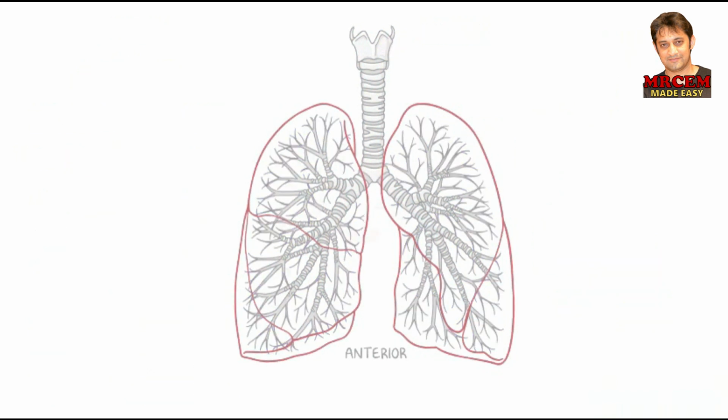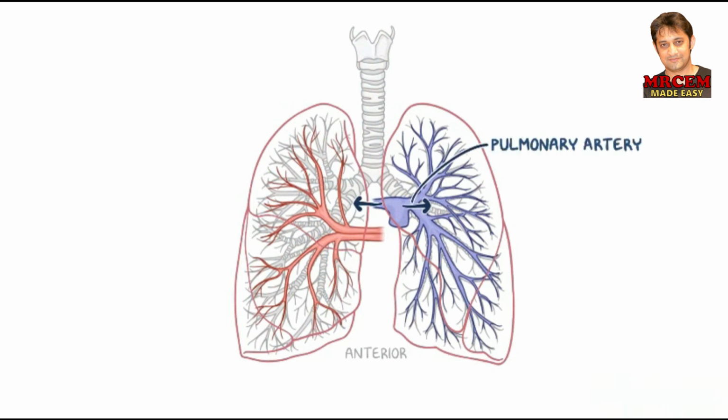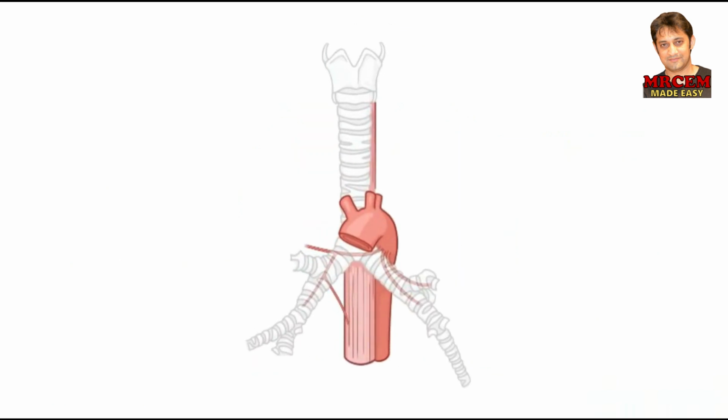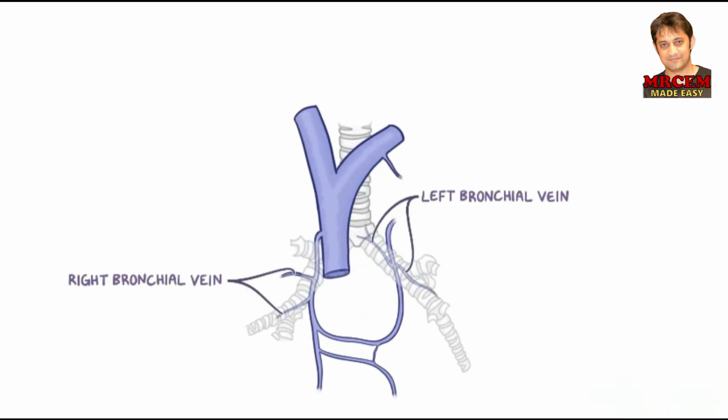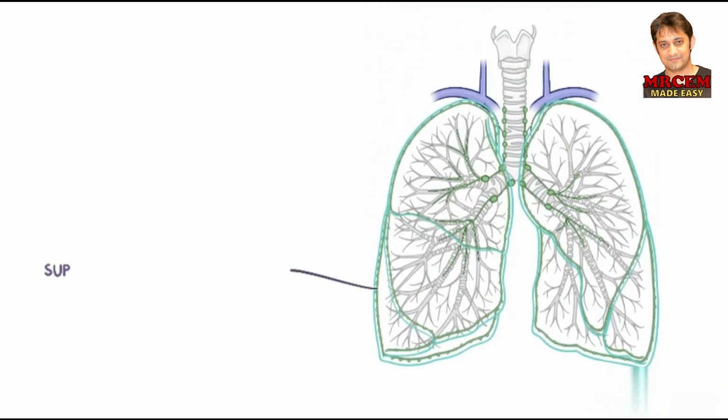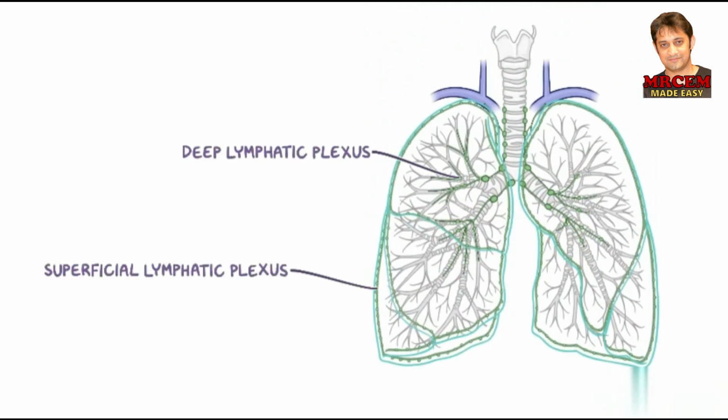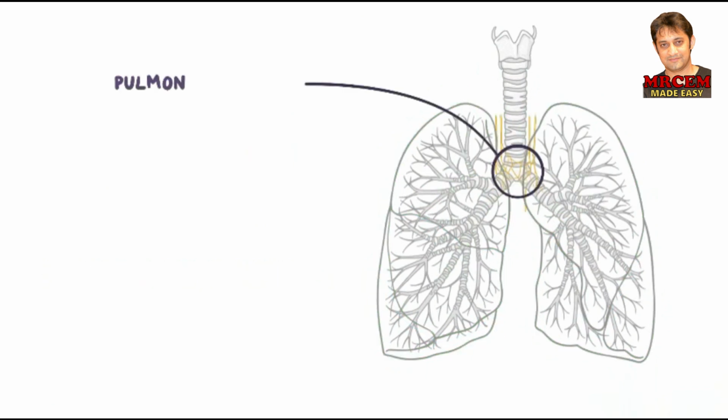The functional circulation of the lungs consists of the right and left pulmonary arteries, which supply oxygen-poor blood to the lungs, and the four pulmonary veins, which carry oxygen-rich blood back to the heart. The nutritive circulation is assured by the two left bronchial arteries and the single right bronchial artery. The right and left bronchial veins are responsible for venous drainage along with the pulmonary veins in some regions. Lymphatics of the lungs and pleura include the superficial and deep lymphatic plexuses. Finally, nerves come from the pulmonary plexuses and contain parasympathetic, sympathetic, and afferent fibers.